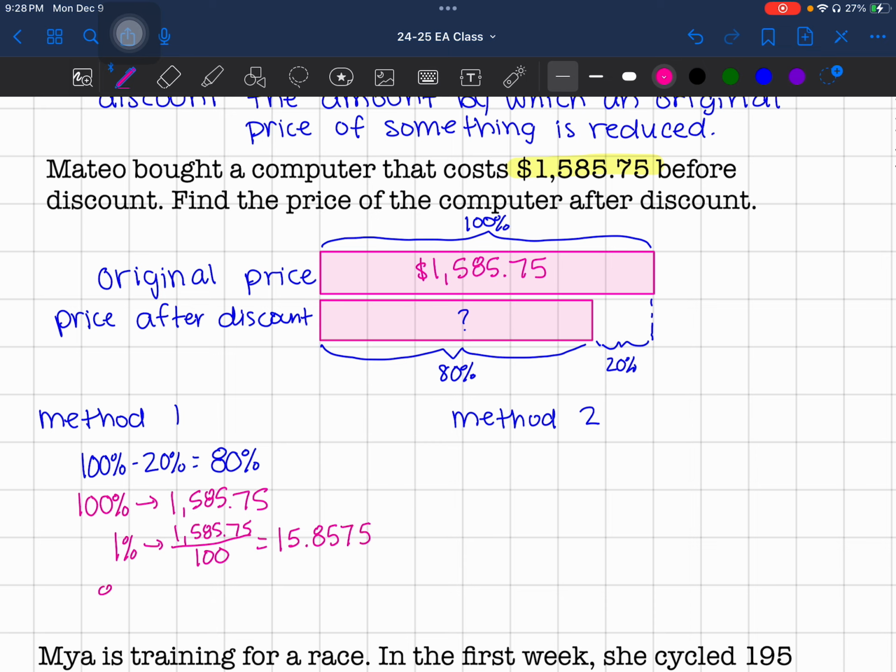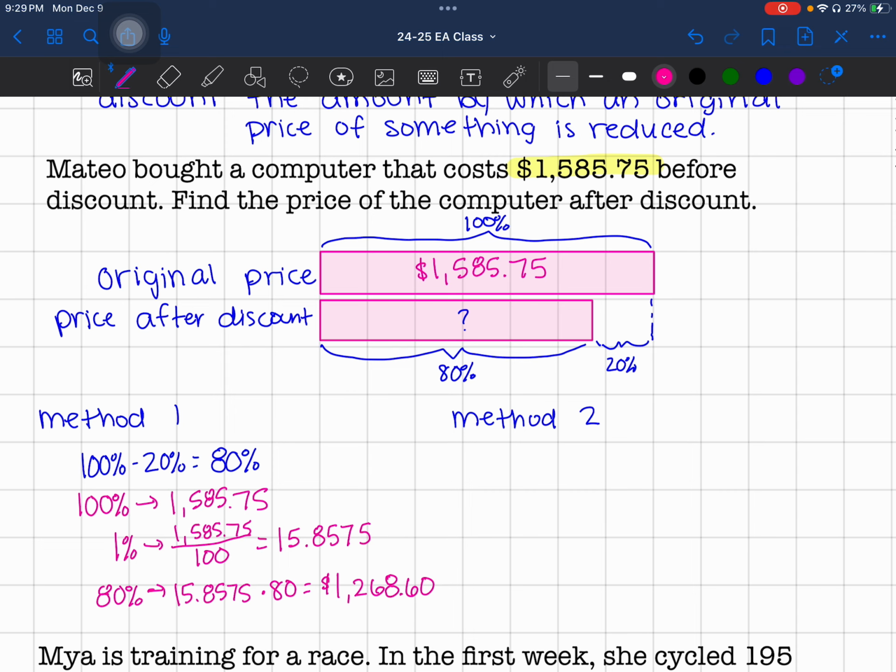So then 80% would be taking the 1%, which is 15.8575, and timesing it by 80, which is $1,268.60. Okay.